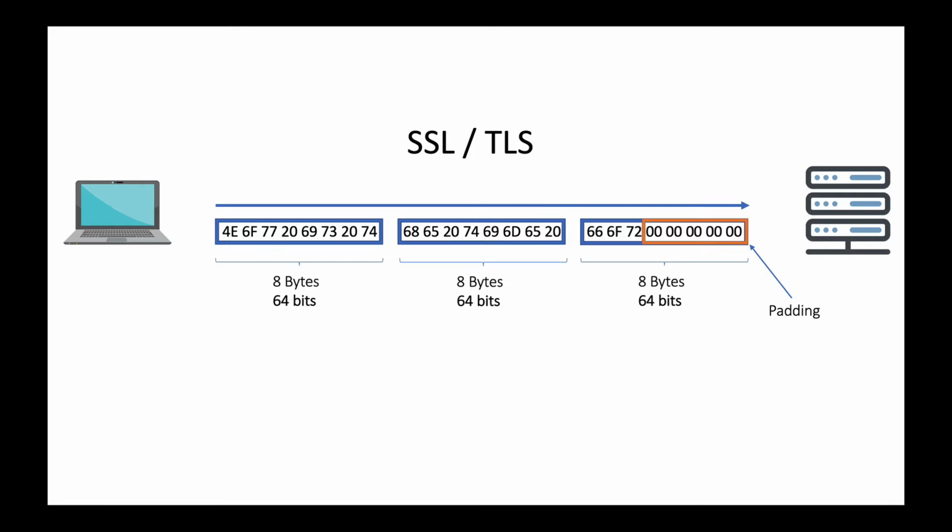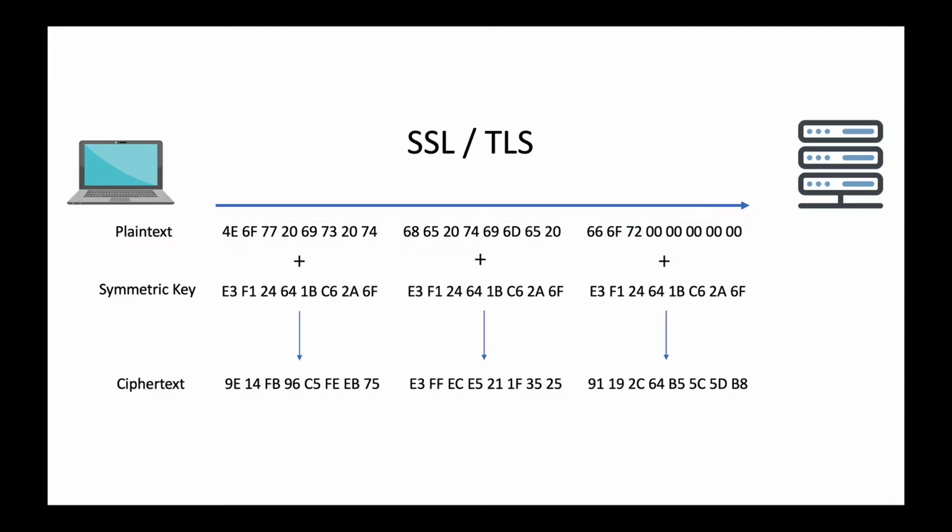Now that the data has been broken into smaller chunks, each chunk is going to be encrypted separately. Here at the top, you've got a plain text. The plain text is going to be encrypted with a symmetric key, and once it's encrypted, that's going to generate a ciphertext. When the server receives the ciphertext, it's just going to use the same symmetric key to decrypt the ciphertext, and that's going to generate the plain text for the server.